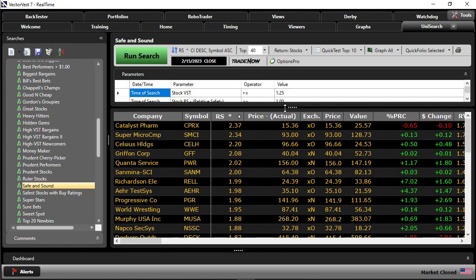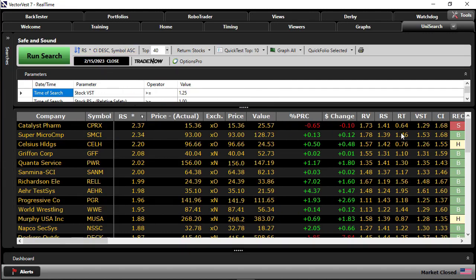You have some familiar names at the top, CPRX, SMCI. Let me just close our control panel here. Look at some of the RT scores here. So we understand that these are fundamentally sound companies. Let's take a look at price to value.